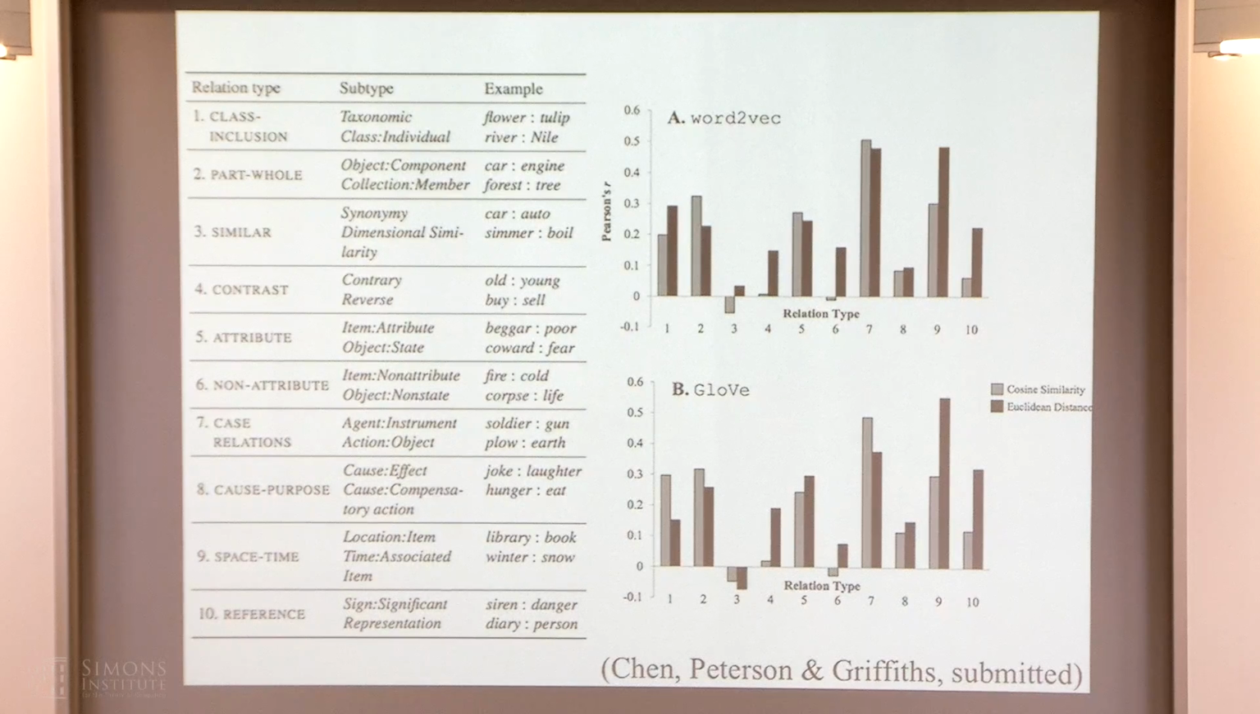Then we could look at how well we could predict those relational similarity judgments using, in this case, the cosine between the vectors or the Euclidean distance between the endpoints of those vectors. What we find is that there's a clear variation across different relation types in terms of how well they're captured by this model. Some relation types like case relations, soldier to gun, or the other example that I showed you, coward to fear, so attribute relations, are well predicted by these models. It doesn't really matter whether you have the Word2Vec model or GloVe. There are other things like similarity or contrast, which are relatively poorly predicted.